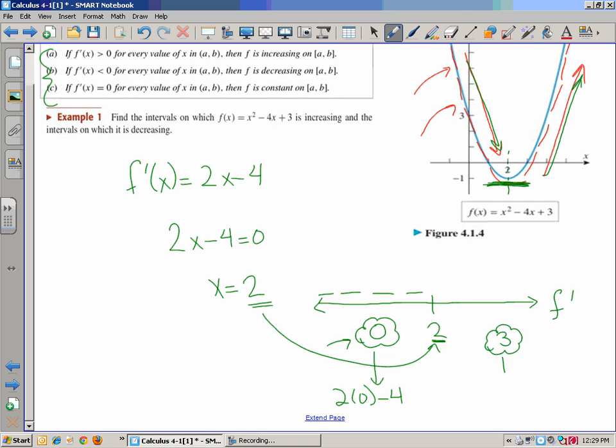Now I'm going to take this one and I'm going to plug it in. So 2 times 3 is 6, and 6 minus 4 is 2, which is positive, so that's a positive value. And now I can say that my function is decreasing, that f is decreasing from negative infinity to 2, and f is increasing from 2 to infinity.